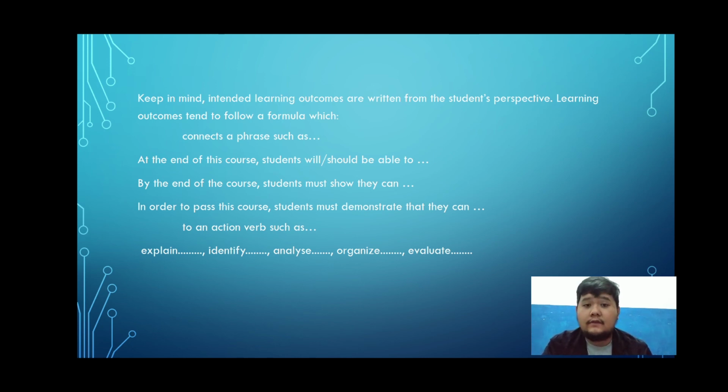Learning outcomes tend to follow a formula such as this. First, connect to phrases such as: at the end of the course, students will or should be able to blah blah blah. By the end of the course, students must show they can blah blah blah. In order to pass this course, students must demonstrate that they can blah blah blah. Or connect to an action verb such as explain, identify, analyze, organize, evaluate.